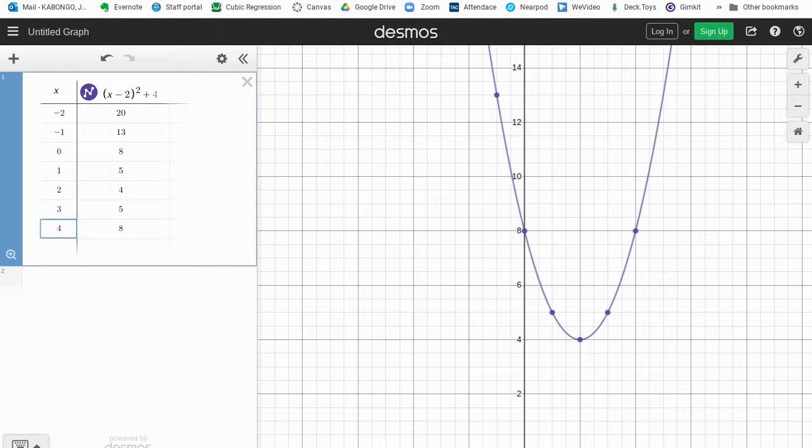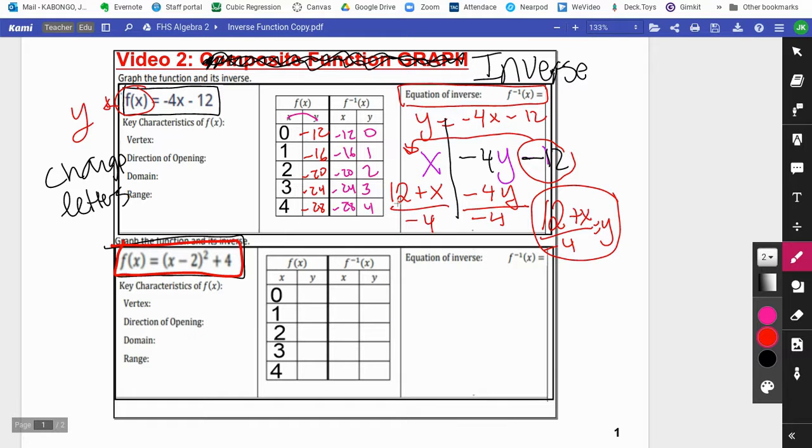All right, so now you go to your Nearpod or your paper, whatever you have. Let's put these numbers in. When it's 0, we have 8. When it's 1, you have 5. When it's 2, you have 4. When it's 3, you have 5. When it's 4, you have 8.